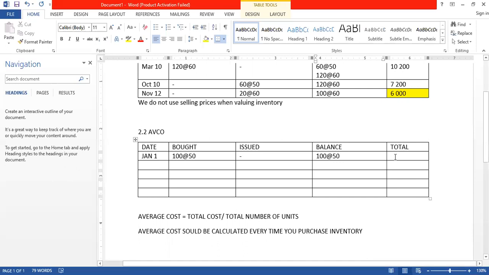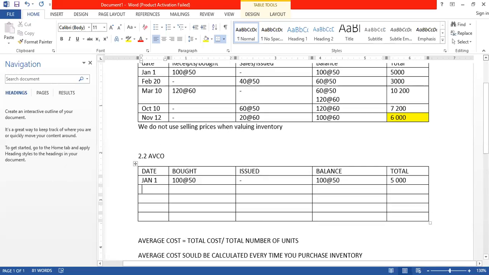So basically, the first transaction is always the same in all methods, unless there is a balance brought down, then it will be different. But if there is no balance brought down, then the first recording will always be the same in all the methods. And then we move on to February. So what did we do in February? In February, we sold.